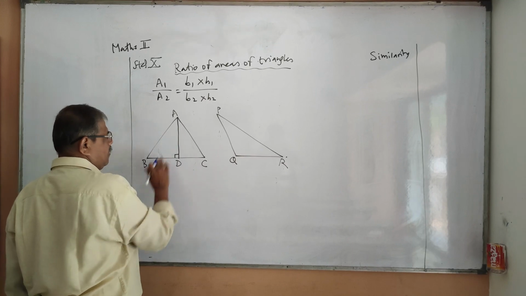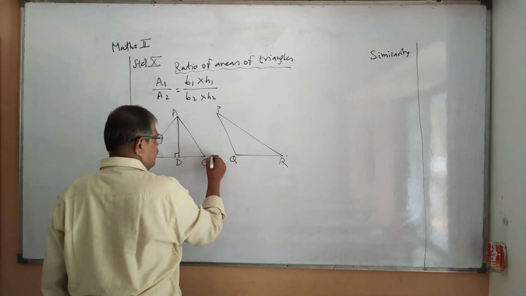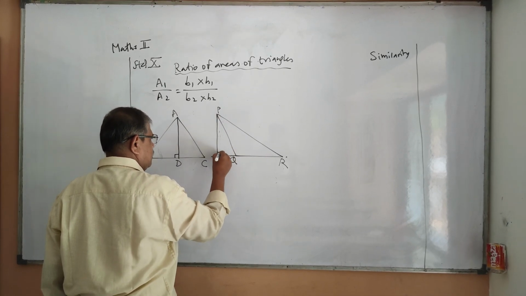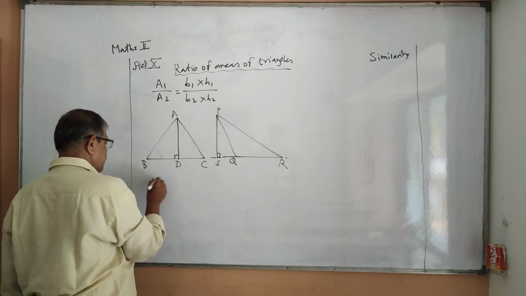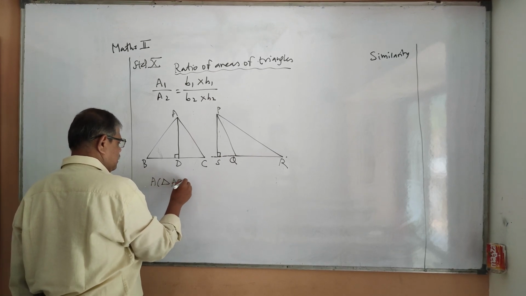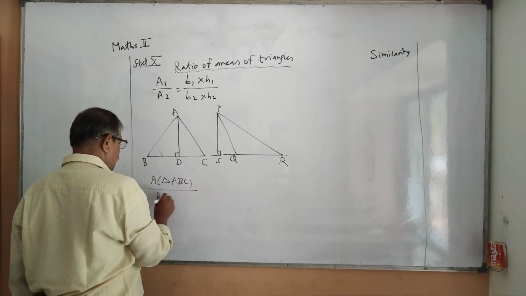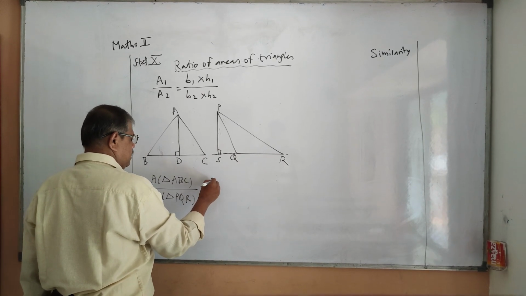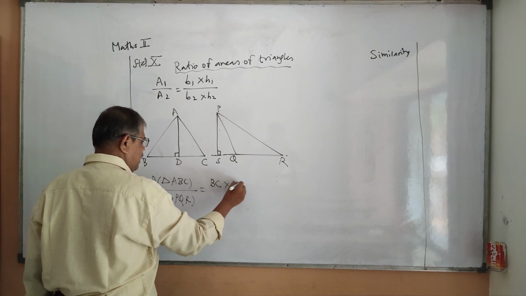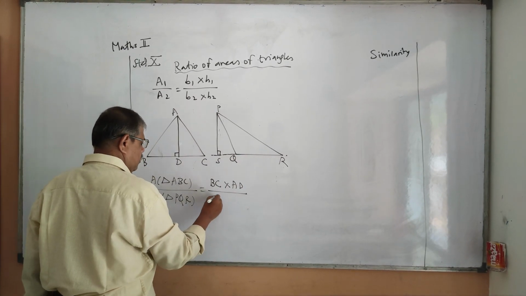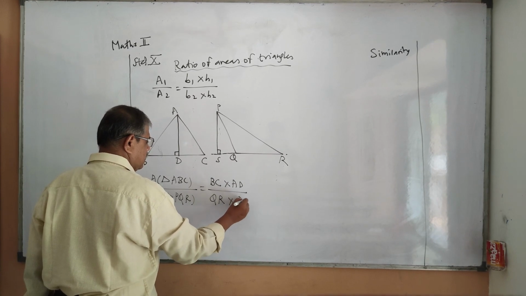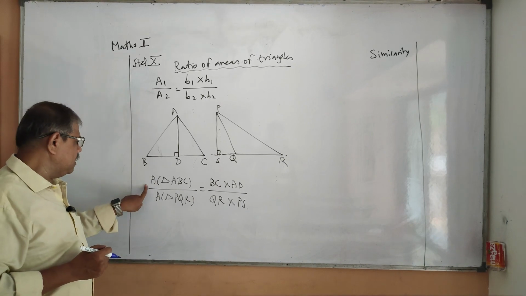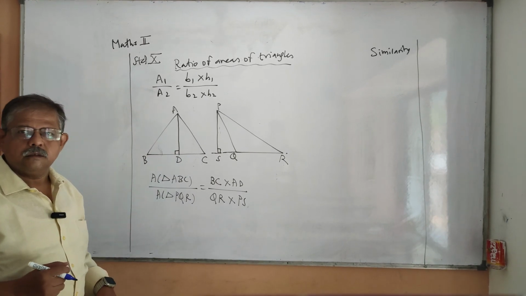AD is the height of triangle ABC, while here I have to extend the base, the height will come outside, that is PS. And so I can say area of triangle ABC upon area of triangle PQR is equal to base BC into height AD upon base QR into height PS. I apply this simple formula, or property, in these two triangles. Okay?